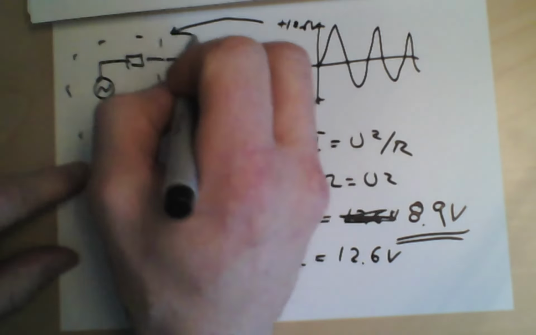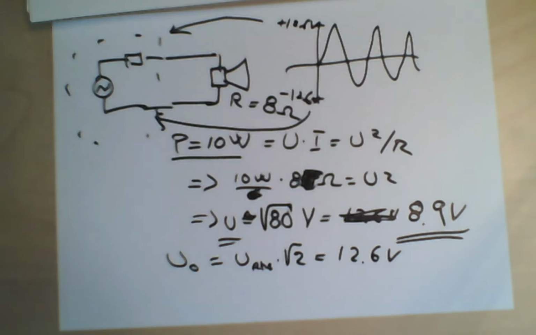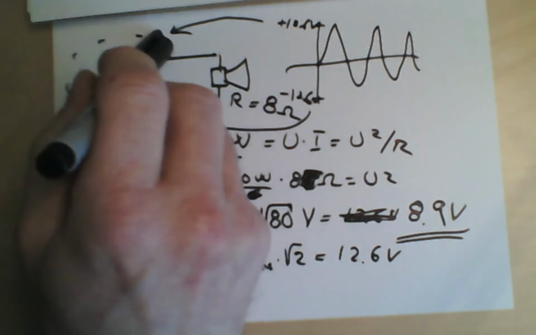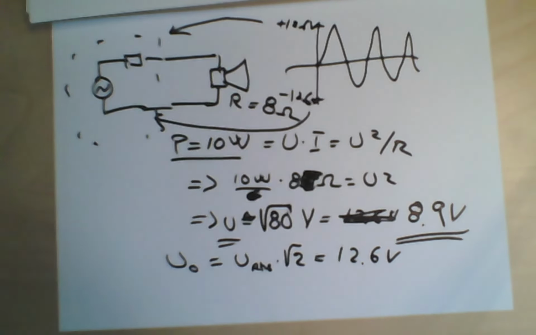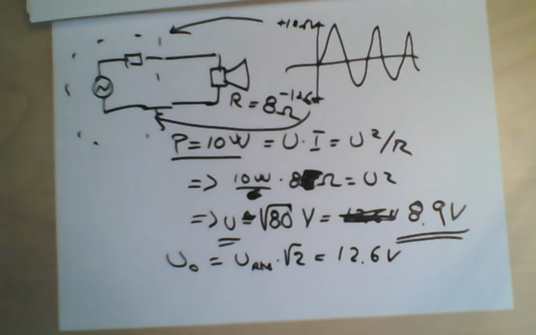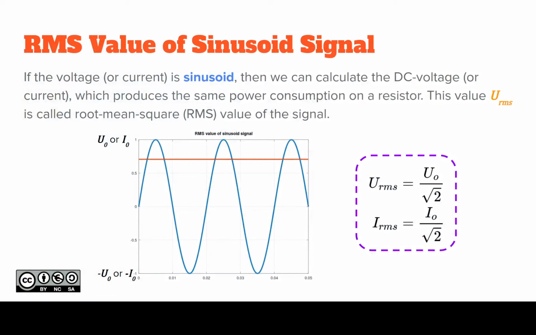Meaning that the power supply, or the amplifier, must be able to generate that, meaning that at some point the operating voltage of the amplifier must be at least plus minus 12.6 volts. Okay. So that kind of thing you need to consider when you are dealing with sinusoid signals.